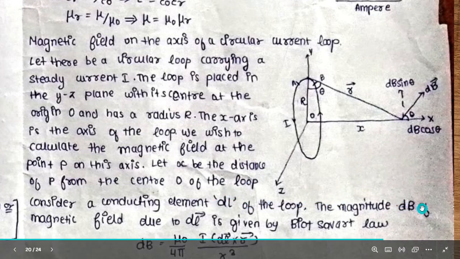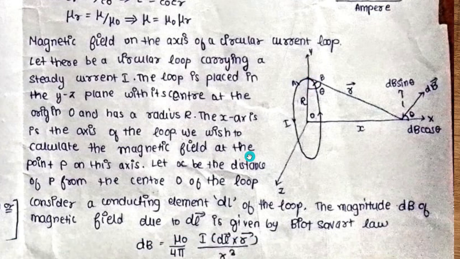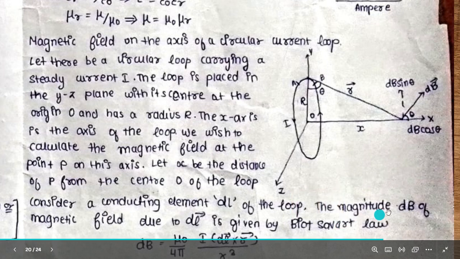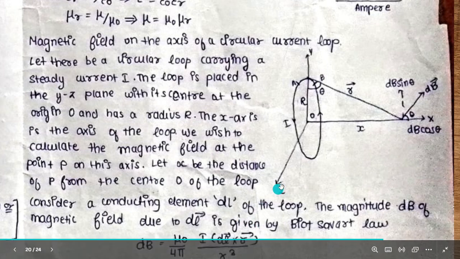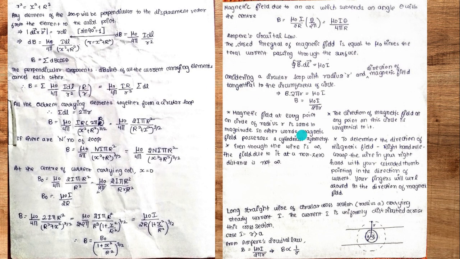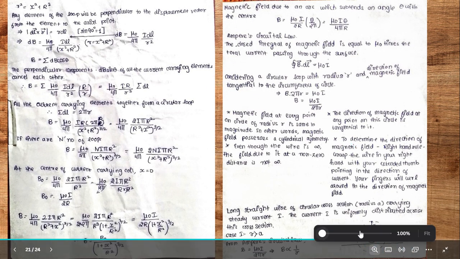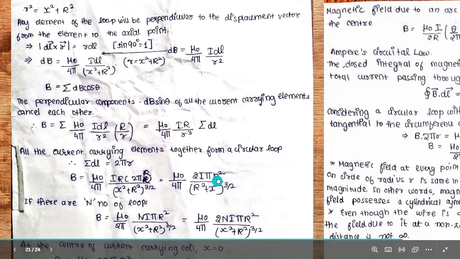The magnitude of the magnetic field dB due to dl bar, that is, due to this small current carrying element, we need to calculate using Biot-Savart's law. So we get dB is equal to mu naught by 4 pi into I into dl bar cross r bar by r cube, the same formula. Coming to the next one.